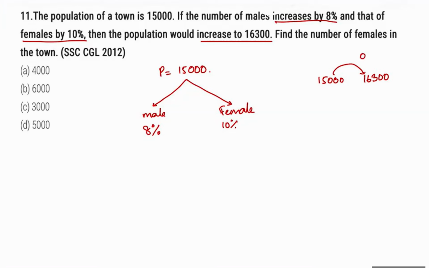0 minus 0 is 0, 3 minus 0 is 3, 6 minus 5 is 1. So the increase is 1,300.